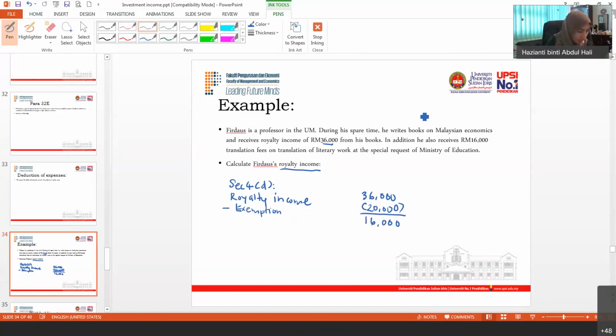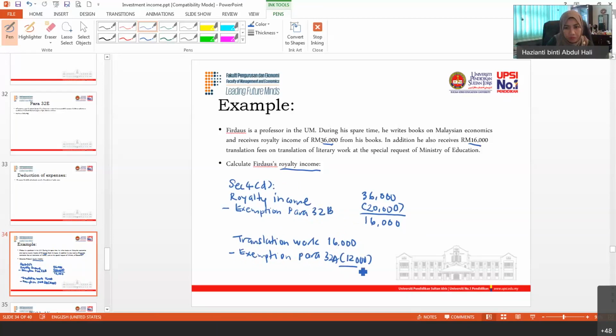Next one, the other translation. This is translation work there, of 16,000. How much is the exemption for translation? 12,000. Okay. So I should put paragraph 32B here. This one is paragraph 32. So exemption of 12,000. So 4,000 here. So the total of his royalty income or adjusted income from royalty is 20,000.